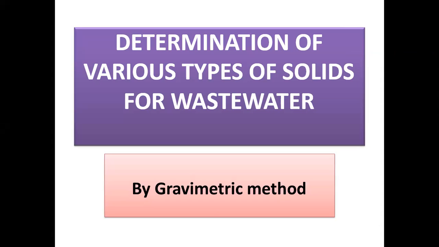What do you mean by gravimetric method? Basically, you are calculating the difference in the weight by taking the weight of a crucible, and by taking the weight of the solids. That is why it is called the gravimetric method.